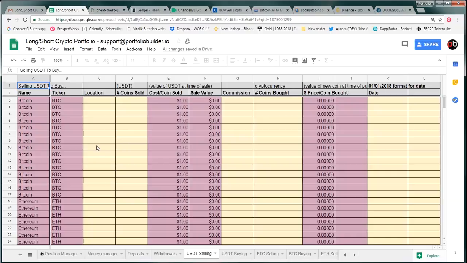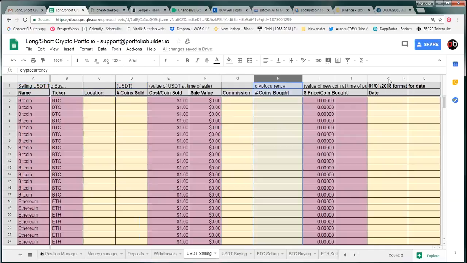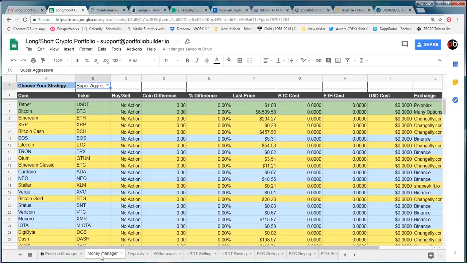The next tab is USDT selling. So if you first deposit with cash and buy Tether coins, then you want to convert those into, let's say, Bitcoin and Ethereum. Well, filling out columns C, D, G, H, and K, we can automatically convert that Tether into whichever coin we like and then be ready to start balancing it out with our portfolio. Money Manager tab.